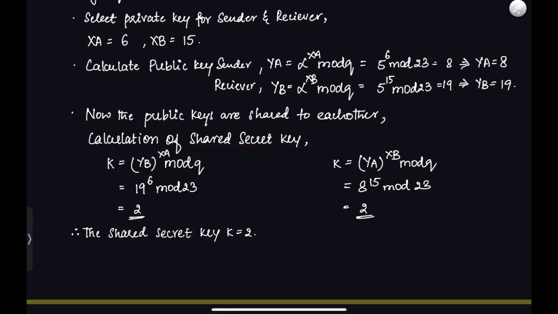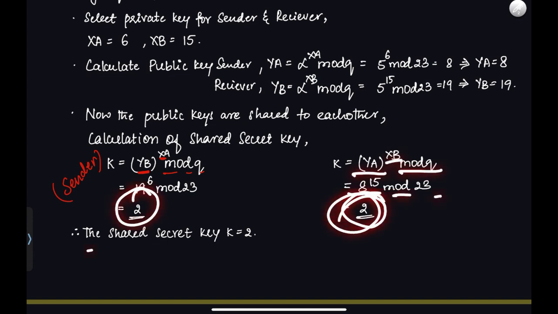From the sender side, I'll consider the public key of the receiver with the private key of himself and mod q, that is mod 23. So here the values are 19 power 6 mod 23. I get the value as 2. And here on the receiver end, when I write k is equal to ya power xb mod q, that is 8 power 15 mod 23, I get the value as 2.